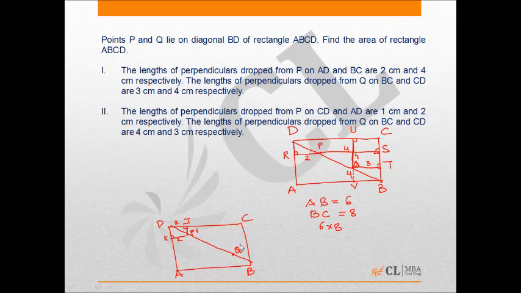Now if you look from point Q and if you drop the perpendicular on BC, let's say it meets the point M. So your QM is 4 units given. And similarly, when you drop the perpendicular from Q on CD, let's say it meets at point L, the length QL is 3 units.